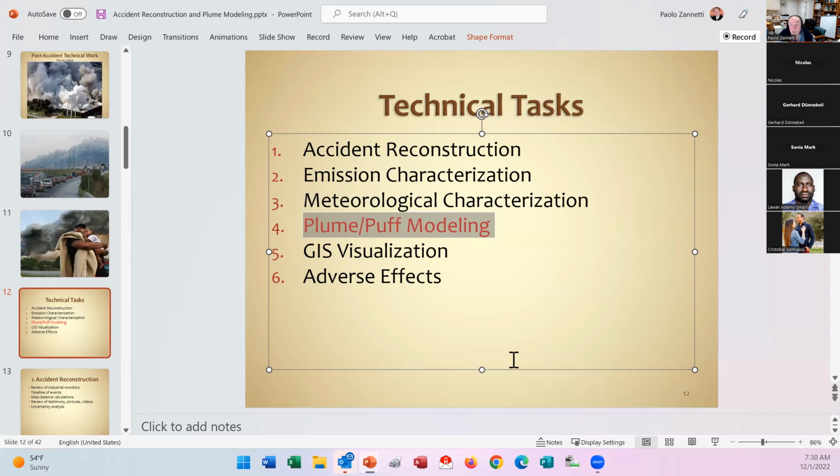That's the task generally that I'm hired for. But to do this task, I need the previous 3 tasks to be completed. So modeling will tell you what happened to the plume, where it went, and even more importantly, sometimes where it did not go. Very important. Everything needs to be visualized.